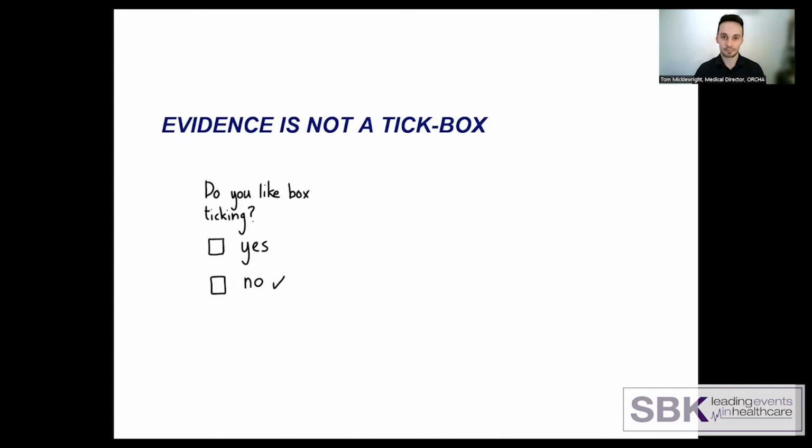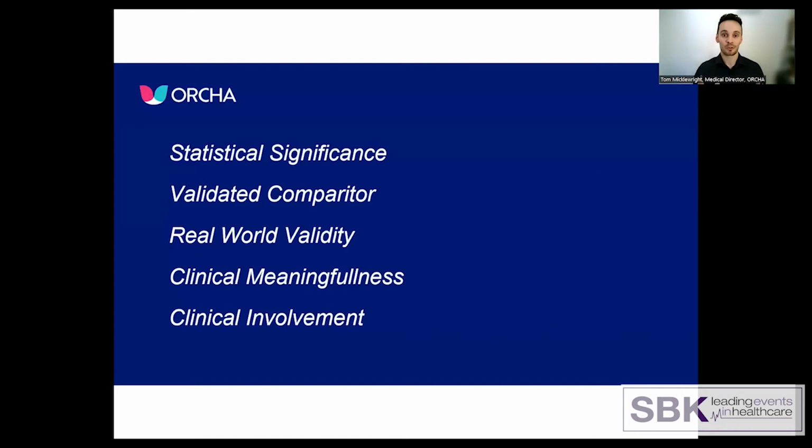So we talked a little bit about proportionality, a little bit about pragmatism. The last thing I want to say is that evidence isn't just a tick box. Next slide. It's also about the quality of that evidence. It's worth saying that DTAC doesn't ask about evidence at all. And the NICE evidence standard framework doesn't really talk about the quality of that evidence.